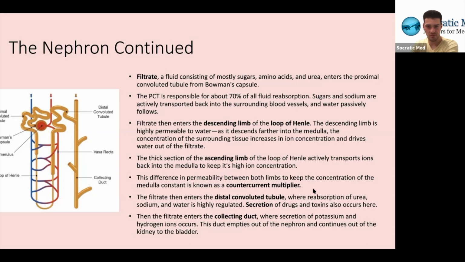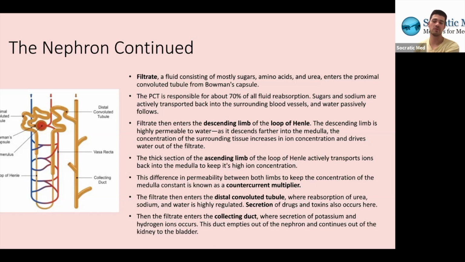So the difference, we did that. The filtrate then enters the distal convoluted tubule, where reabsorption of urea, sodium, and water is highly regulated. Secretion of drugs and toxins occur here also. So the distal convoluted tubule, like I said, reabsorption occurs. Reabsorption is when stuff from the filtrate is being absorbed back up into the tissue. Conversely, secretion is when something comes from the tissue into the lumen.